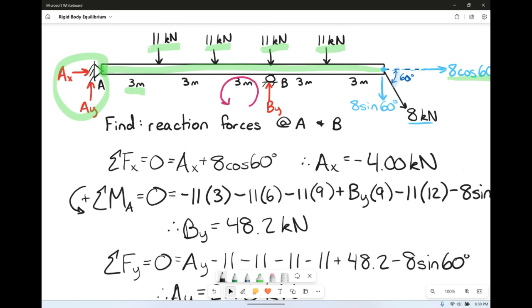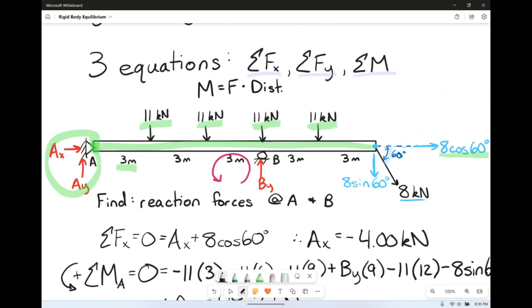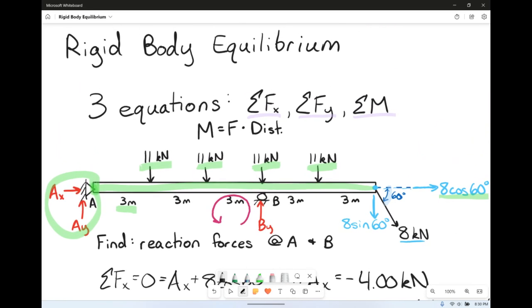So anyway, that's rigid body equilibrium. It's just straight up sum of the forces in the x, sum of the forces in the y, and sum of the moments. Remember that a moment is a force times a perpendicular distance.